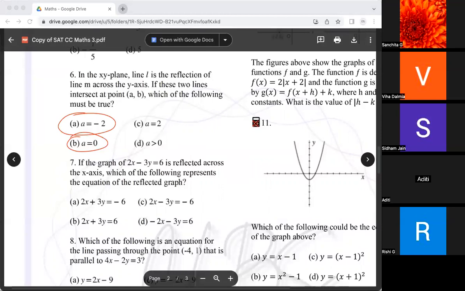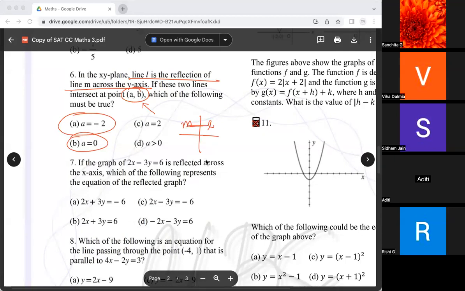All right, let's read the question. Line L is a reflection of line M across the y-axis if they intersect at A, comma B. Language can definitely be twisted. Now, line L is a reflection of line M across the y-axis. So, a little bit of visualization. Line L must be something like this, and maybe line M. It can be the other way also. That's okay. And the intersection is at A, comma B. Now the point of intersection over here, can I say it must be on the y-axis, right?